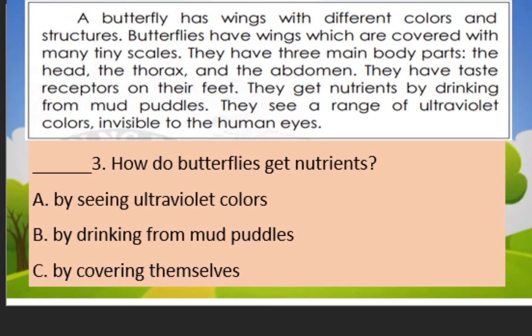Question number 3, how do butterflies get nutrients? Is it letter A, by seeing ultraviolet colors, letter B, by drinking from mud puddles, or letter C, by covering themselves? Again, question number 3, how do butterflies get nutrients? Is it A, by seeing ultraviolet colors, or B, by drinking from mud puddles, or letter C, by covering themselves?